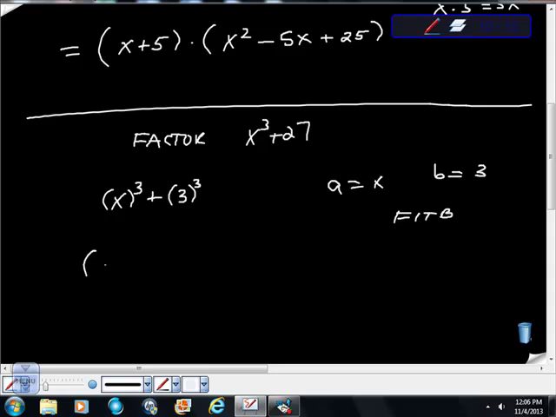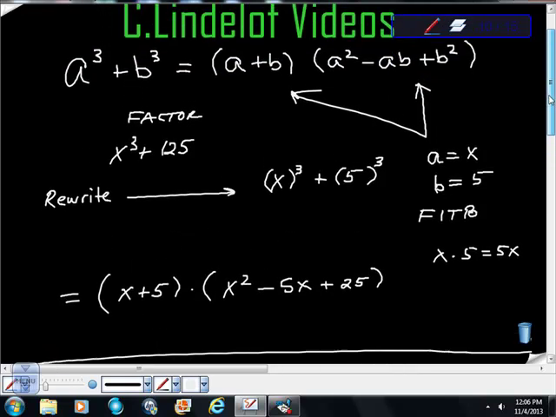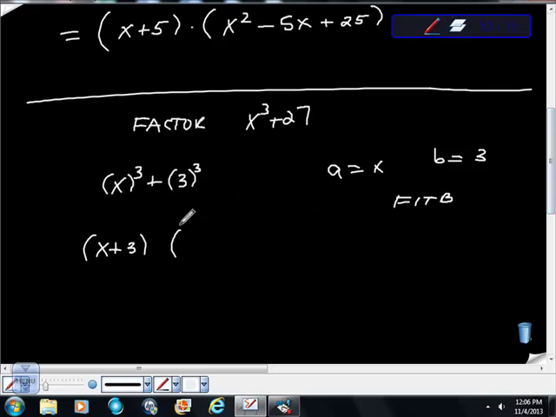So it says a plus b, so x plus 3. Then it says, I'm just using this up here, a squared minus ab plus b squared. So I get a squared is x squared, so x squared minus 3x plus 9. And I'm finished. So what are my clues here?